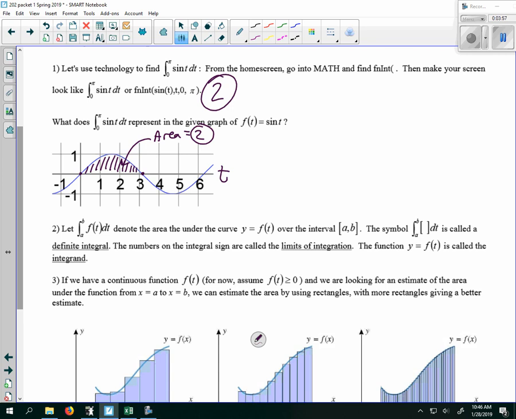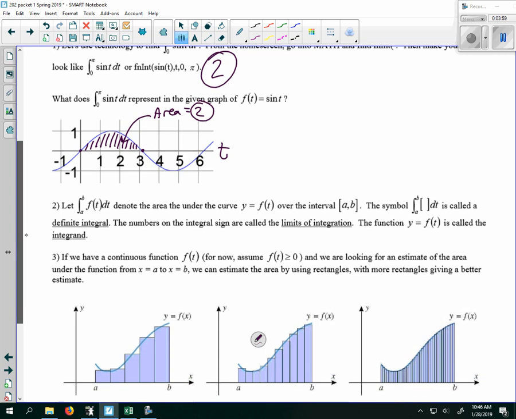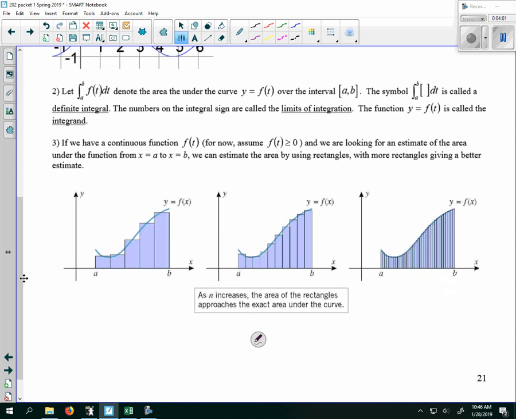So in general, the integral from a to b of f of t dt denotes the area under the curve over the interval a to b. So the symbol, this elongated s, a to b, and then whatever you put in these brackets is called the integrand. And the dt tells you what variable you're integrating with respect to. That is called the definite integral. The numbers, the a and the b, are called the limits of integration, and the function that goes inside those brackets is called the integrand.